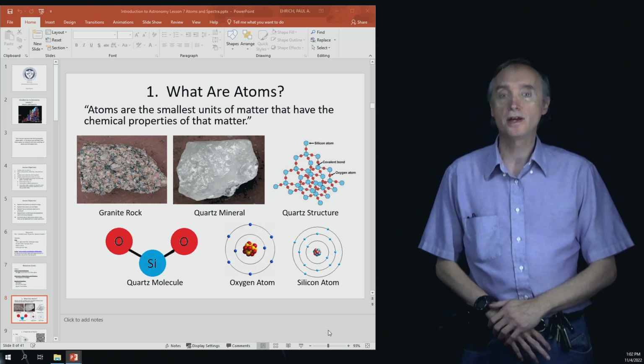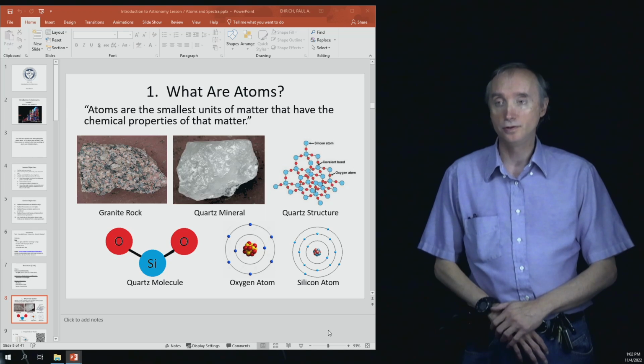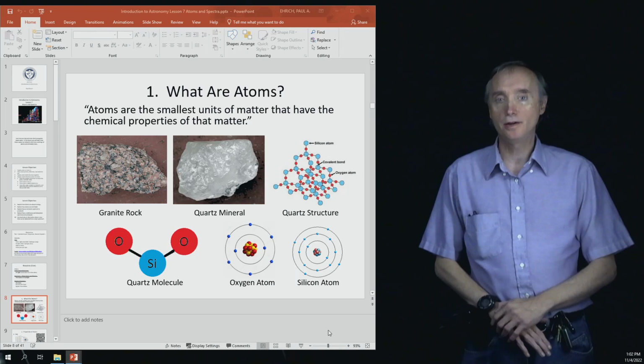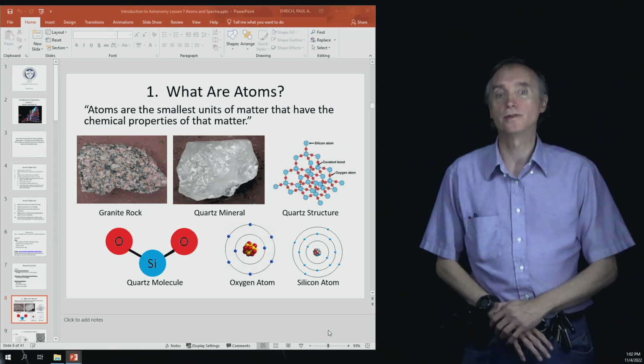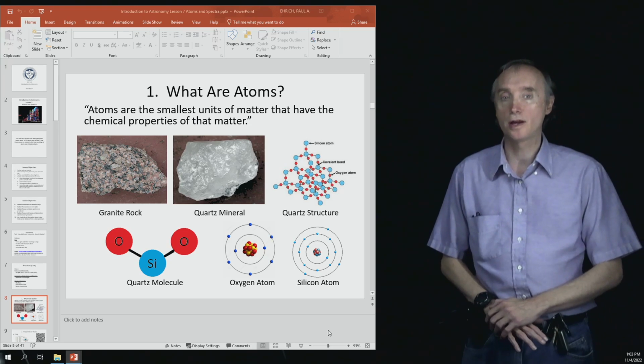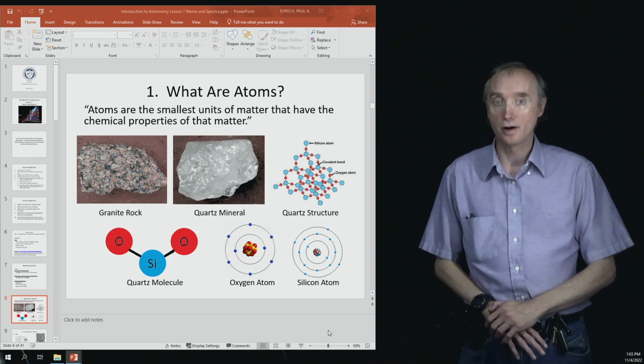Now, if you were to take that mineral quartz and hit it with a hammer, you'll end up with more pieces of quartz. But let's keep hitting the quartz fragments with our hammer until we can start to see the atoms. Then you would notice that the atoms are hooked together in a particular kind of order. That makes up the crystal structure of that mineral.